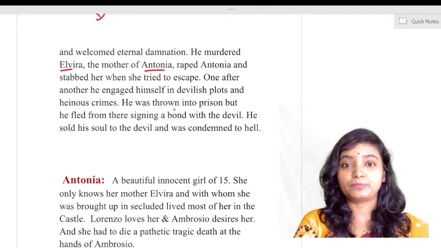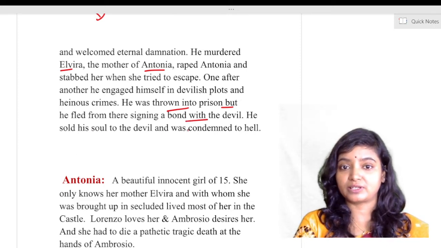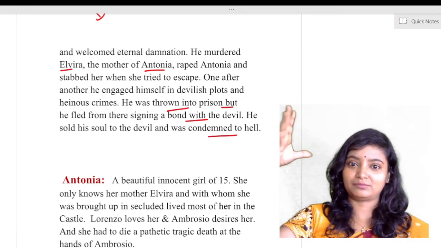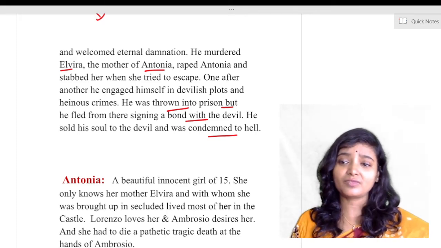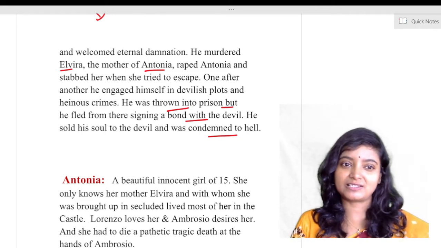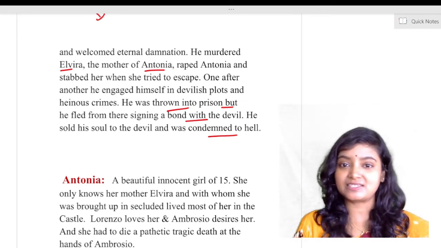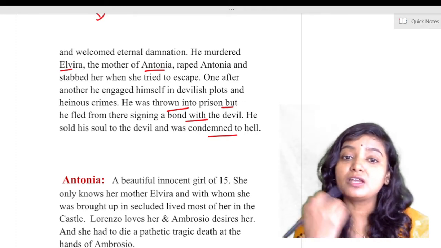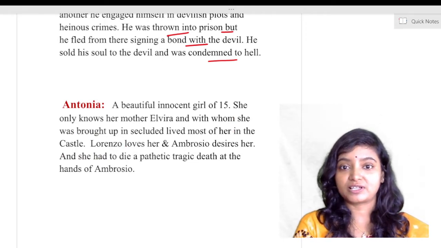Finally, he was thrown into prison, but he fled from there, signing a bond with the devil. He sold his soul to the devil and was condemned to hell. The devil will take him to the sky and throw him down, and he will lie on the stones for 6 days, and vultures will eat upon him. In that pathetic, tragic, vulgar death, he had to die, and then he will be condemned to hell perpetually.